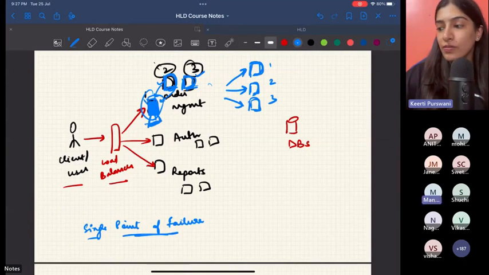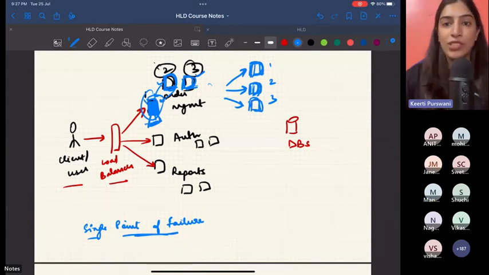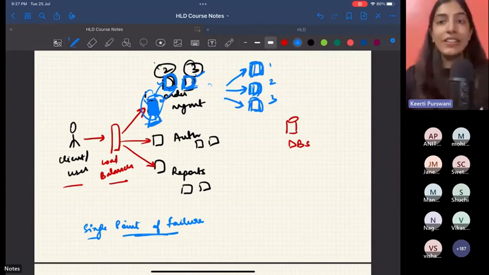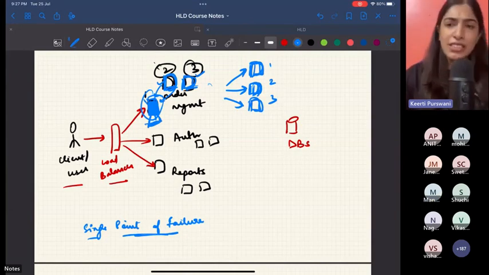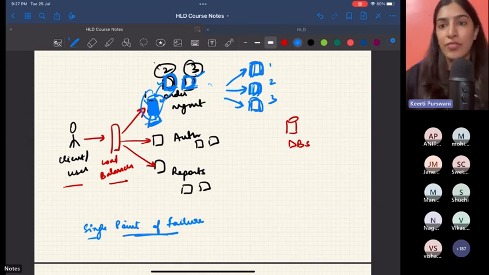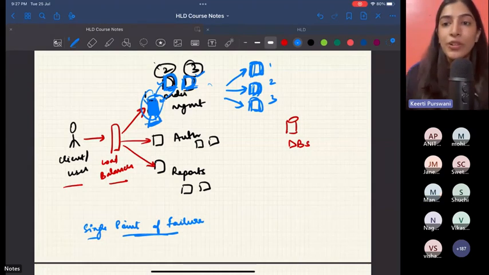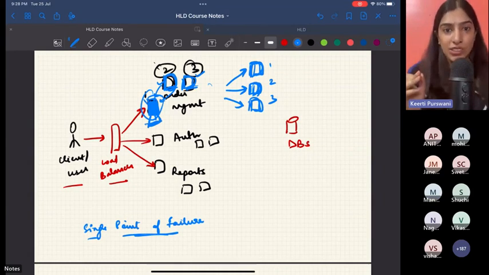Or one way is that I have three servers. Some requests go to server 1, some requests go to server 2, some requests go to server 3. Now there are different ways in which I can decide which request should go to server 1, 2, 3. This is load balancing and we'll discuss it in detail day after tomorrow, which is for load balancing and caching. Right now we are discussing the entire system, how the distributed system looks like.